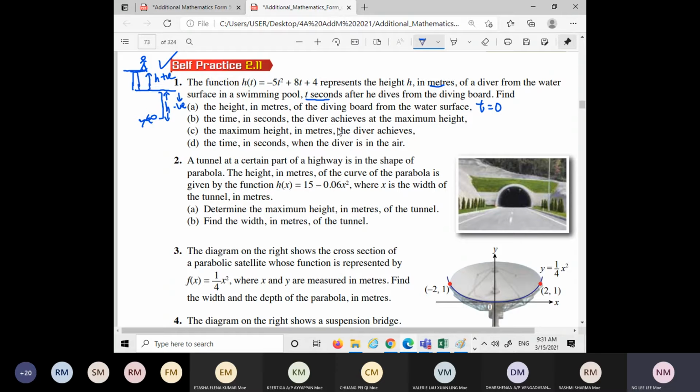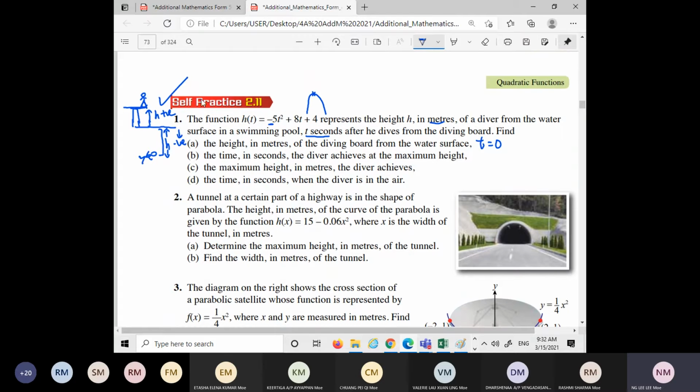Part B, the time in seconds the diver achieved the maximum height. You see, when it starts to jump, it will not go down, it will go up, because the A is negative, which means it opens downward. Your graph is something like this. The diver goes up, and then goes down into the water.